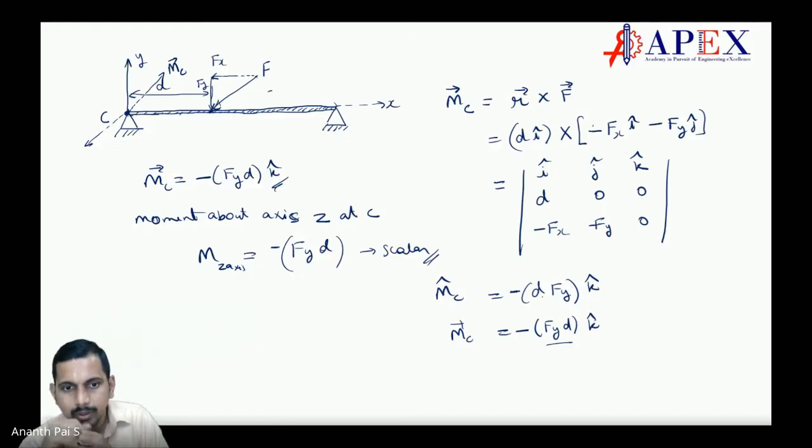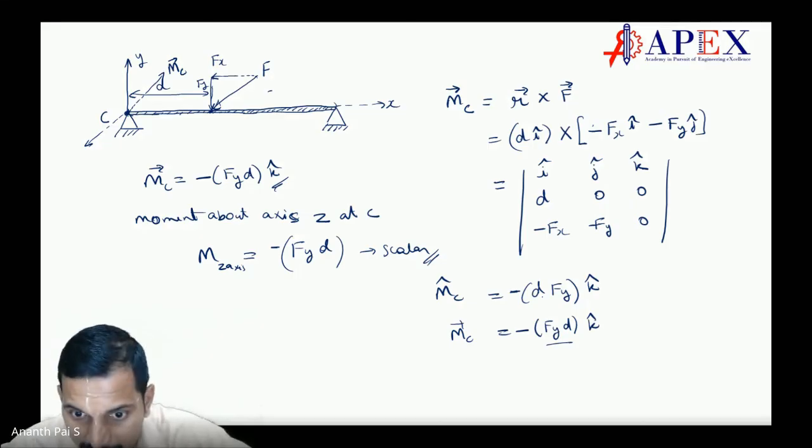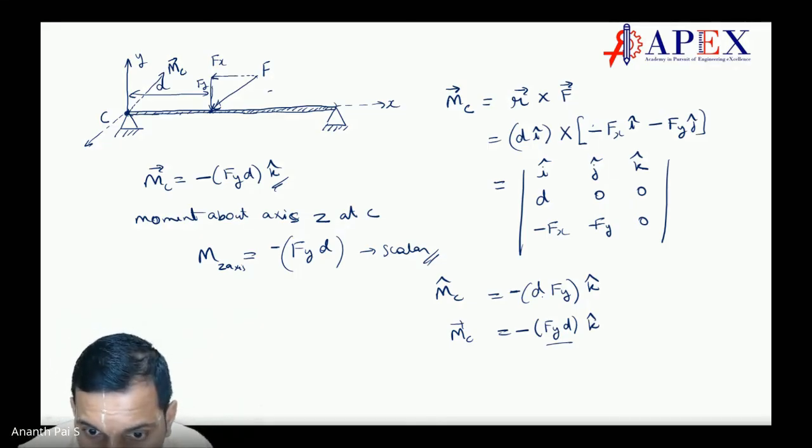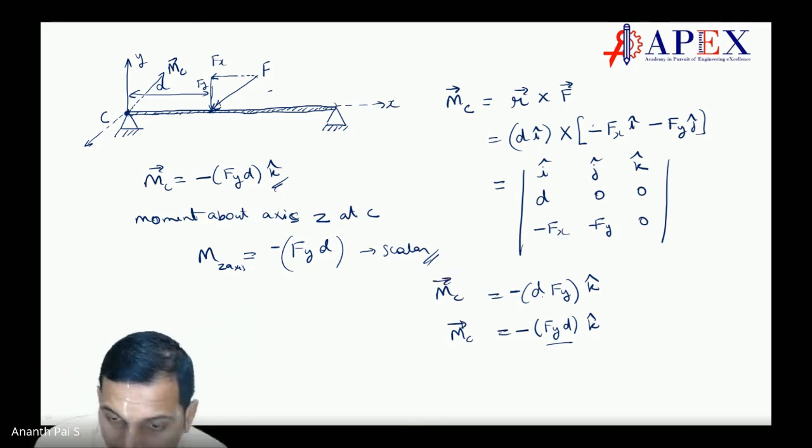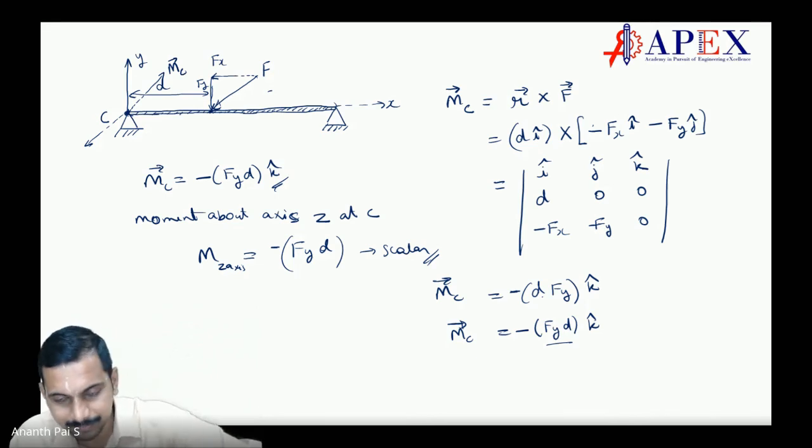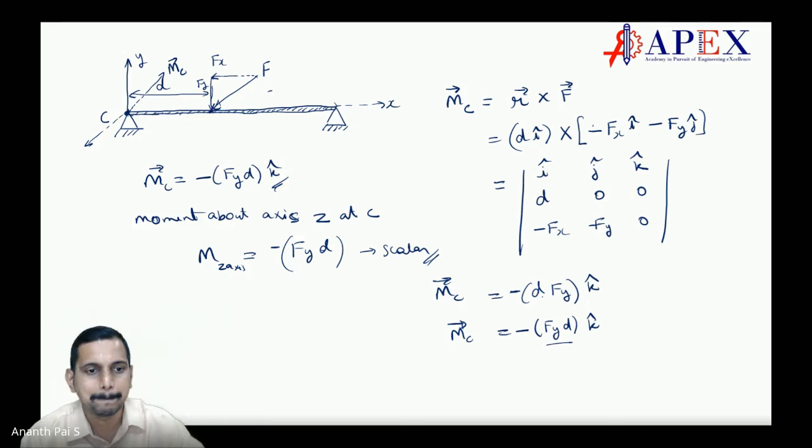Sir, that last one, MC vector is equal to minus F by d into k cap. Above that, it should be MC vector, right? Not MC unit vector. You've written MC unit vector. It's a vector. I'm very sorry, my bad. The absent-minded professor is at work there. It is not a unit vector.